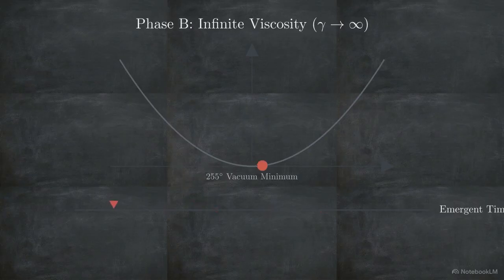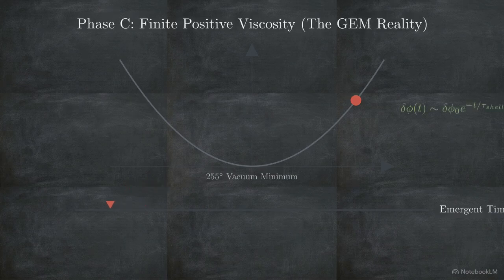Conversely, if viscosity approaches infinity, the wave is frozen at its peak. The shell remains permanently distorted, relaxation stops, and the unfolding of time effectively freezes. But with finite positive viscosity, the system experiences a delay, a characteristic recovery time.